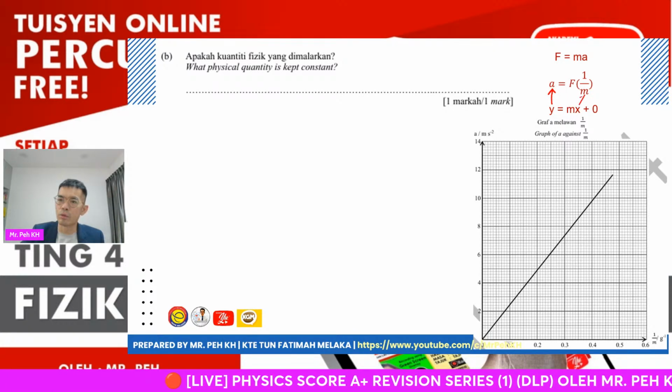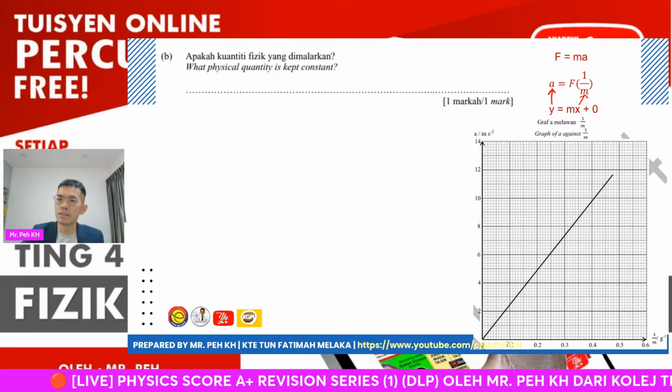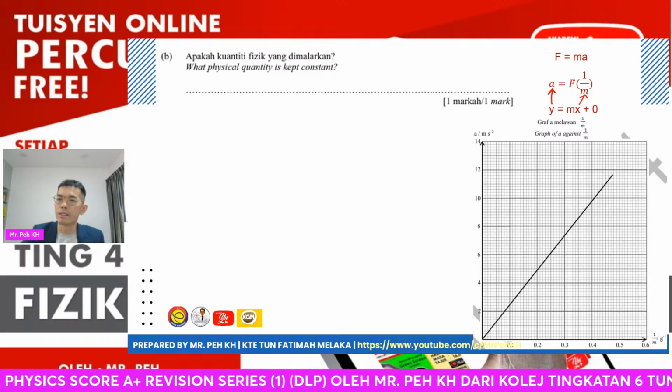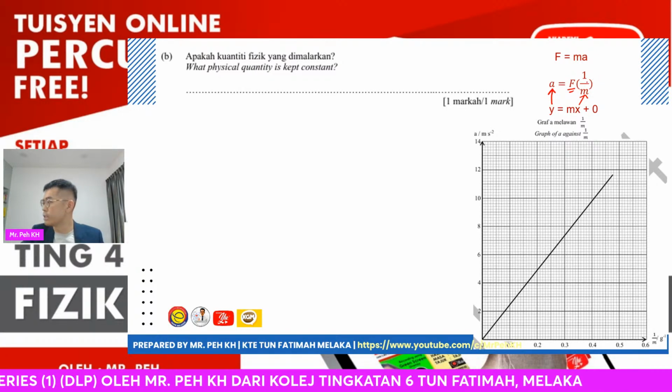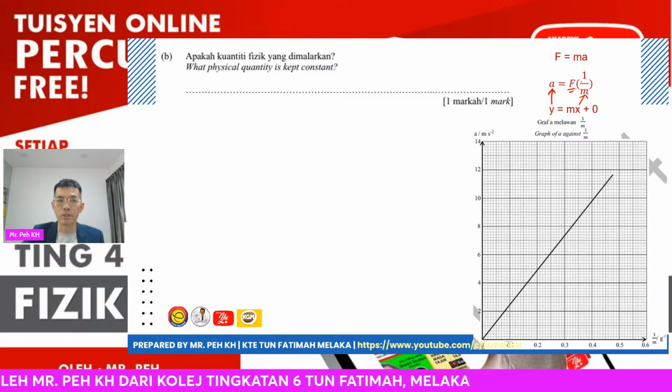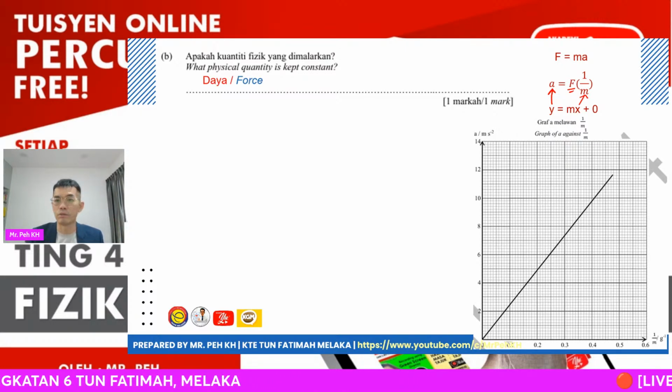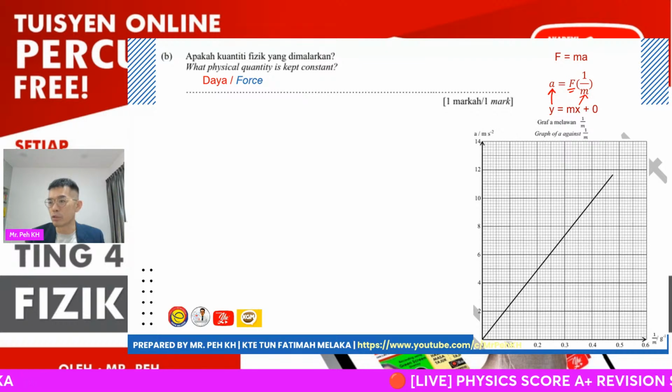and the x will be 1 over m. So you can see here, there is another parameter in the formula. Here will be the force. Okay, so here, the answer will be clear that there will actually be force, and it will be the gradient of the graph.